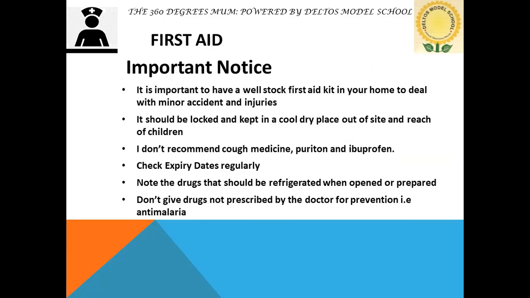It is important to have a well-stocked first aid kit in your home to deal with minor accidents and injuries. It should be locked and kept in a cool, dry place, out of sight and reach of children. It is common to say out of sight, but I am the one adding out of reach. It should be out of sight and out of reach. The child should not be able to reach it at any particular point in time. Even if the child stretches, the child may be able to see it, but shouldn't be able to touch it.